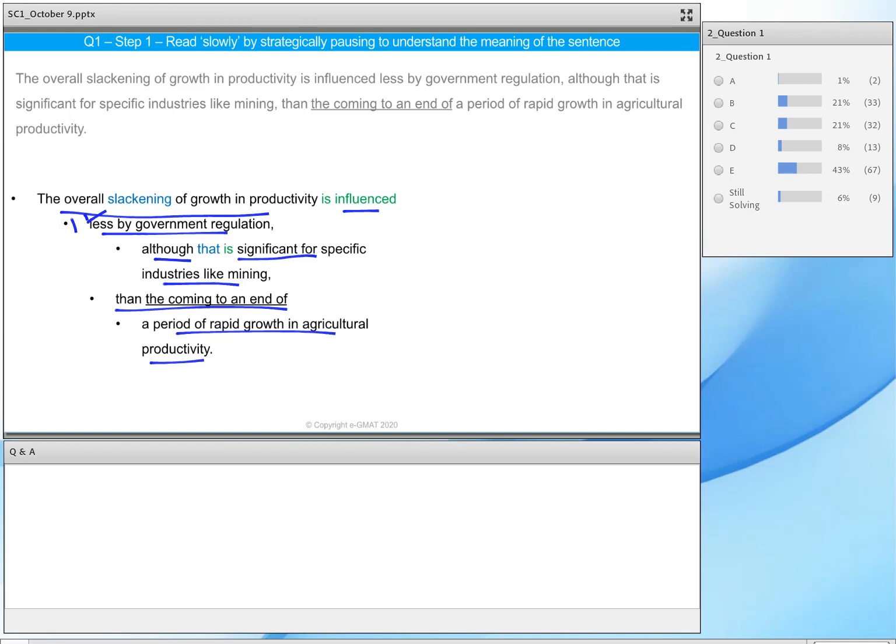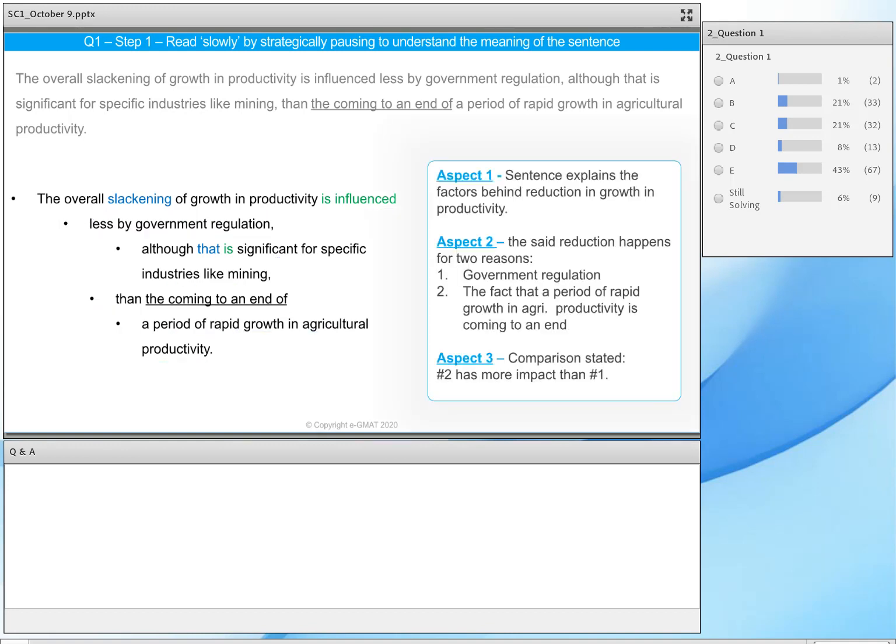So now the sentence presents the second factor that is more influential on the overall slackening of growth in productivity, and that factor is coming to an end of a period. That means a period of rapid growth in a particular sector and in particular activity is coming to an end. It's slowly winding off, right? So this is how we understand the meaning of the sentence. And on your screen, you see different aspects that we have derived from this sentence. These aspects are the logical points that the sentence intends to convey, and they form the complete logic of this sentence.